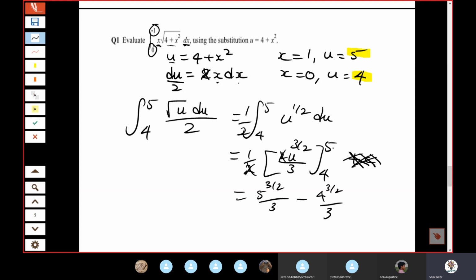Do we remember that with limits? You substitute your 5, subtract, substitute your 4. I'm going to quickly get a calculator just to see if we can simplify this a little bit better.